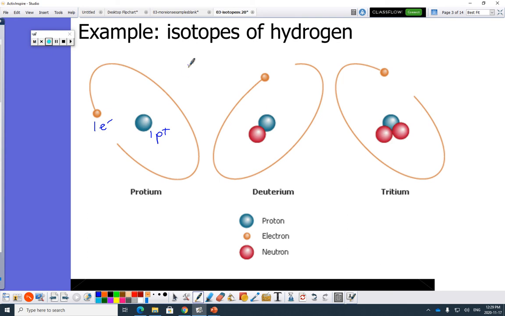So some isotopes are really well studied. These ones are even given common names, and some just aren't. And there's no way for you to memorize that. It's not a practical thing you're going to need to do.